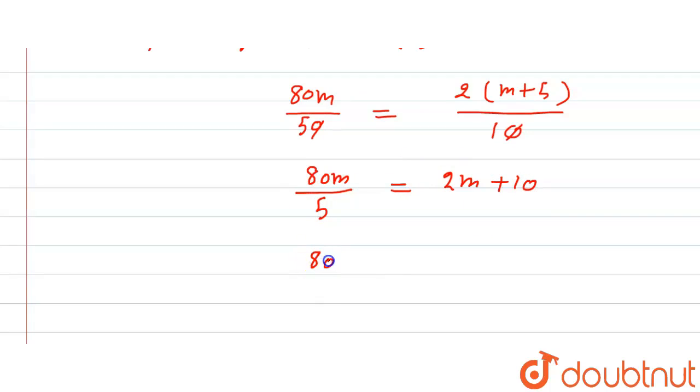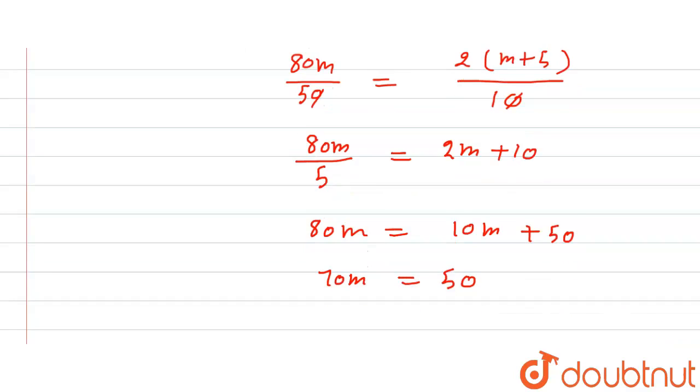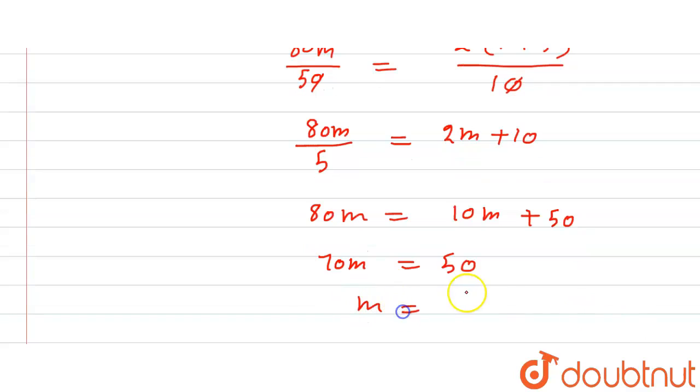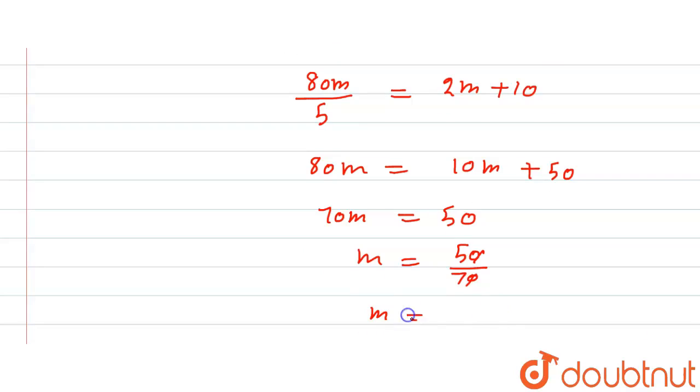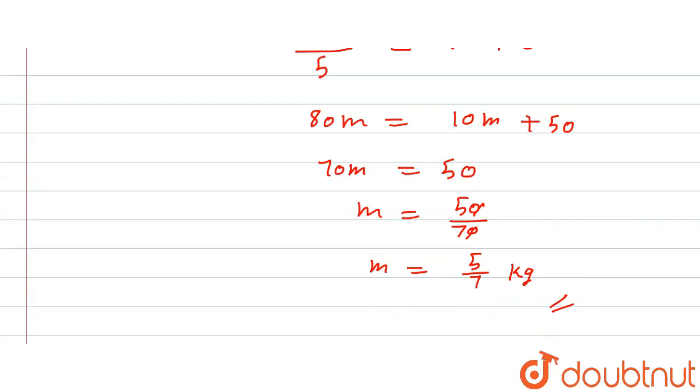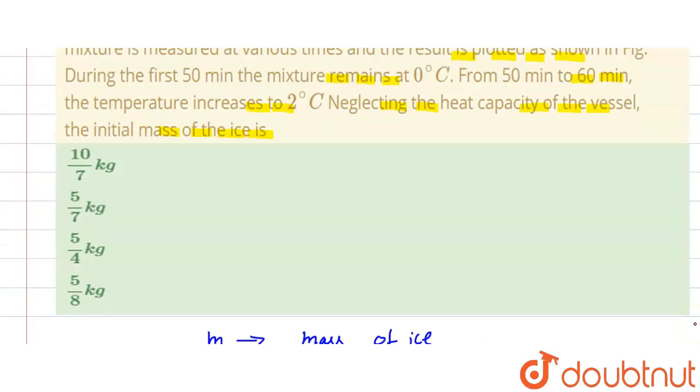Calculating, 80 m is equal to 10 m plus 50, so 70 m is equal to 50, and m is equal to 50 upon 70. The zeros cancel, so m will be 5 upon 7 kg. So this is the solution: the initial mass of the ice is 5 upon 7 kg. The second option is right. This is the solution to this question, guys.